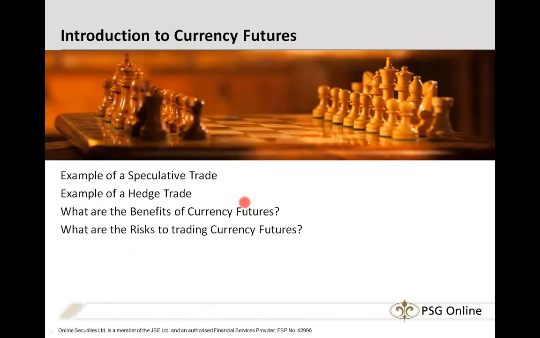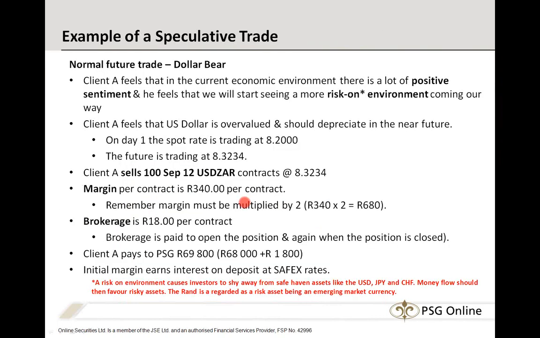Let's get into some practical examples. Before going on, as I say, you can either be a speculator or you can be a hedger. So let's talk about the first option we have here, where we talk about a normal speculative trade. So we've got a normal futures trade. This guy's a dollar bear. In other words, he wants to sell the dollar. He feels that the current economic climate is becoming more positive, and he will start seeing more risk on.